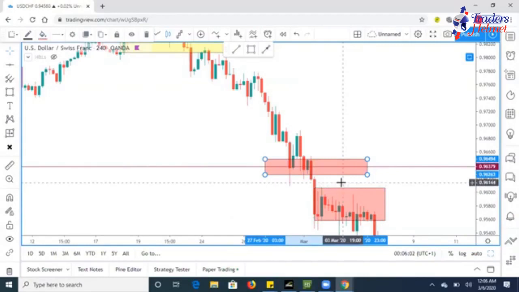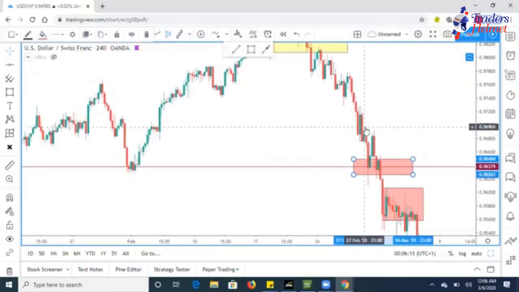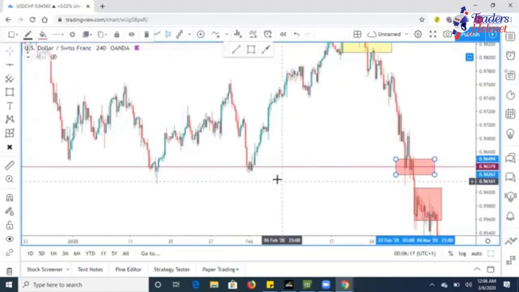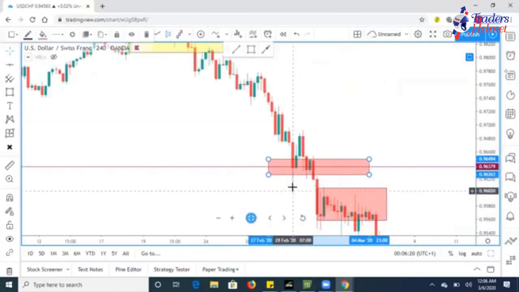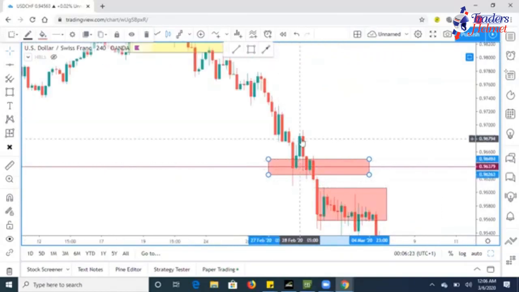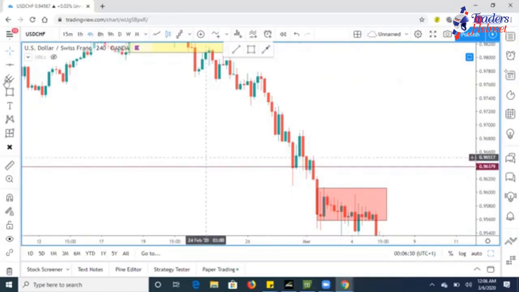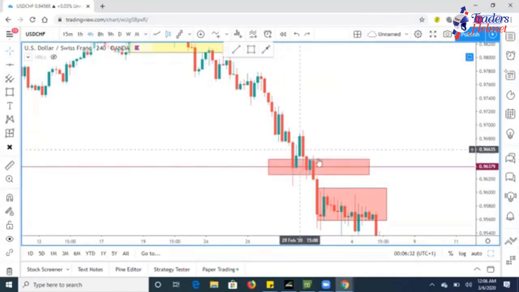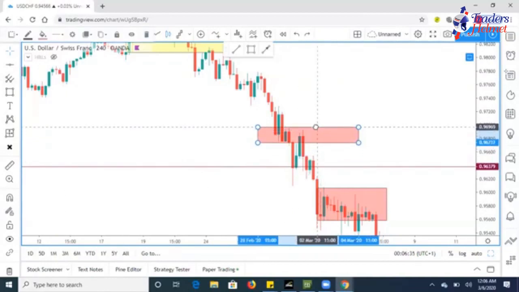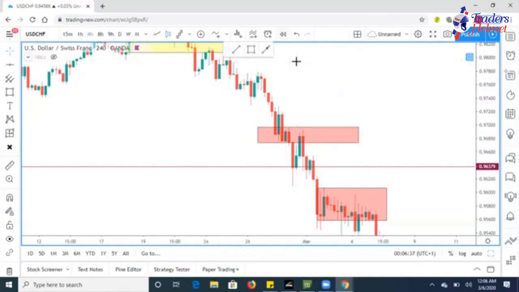Perhaps in the next class or the one after the next, we'll get to our entry. For now, we're just trying to cement the idea. So from last week, people tried buying from this point, and they did make some pips. The price rejected and went up, but as institutional order flow traders, we wouldn't have been buying until price breaks this.